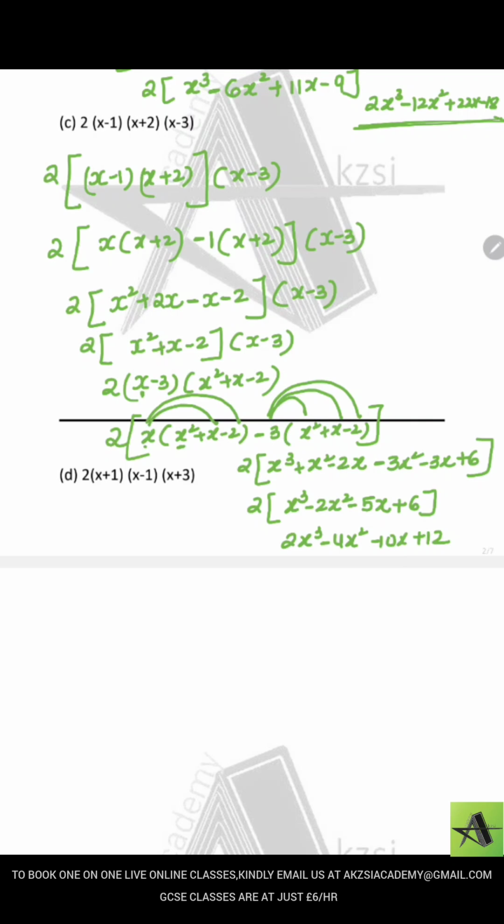Moving on to the next question. So doing same here, 2 times x plus 1 times x minus 1 and x plus 3 will be outside. So now 2 times, well, this is an expansion which is a direct formula.